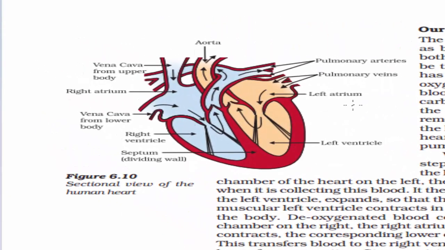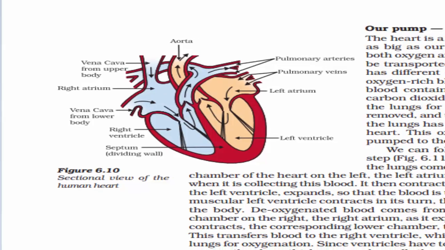You can see here there is a diagram of the heart. There are four chambers. First is the left atrium, below that is the left ventricle, then there is the right atrium, and then there is the right ventricle. These are the veins, pulmonary veins. There is a vena cava from the upper body. Let us try to understand the flow of blood.